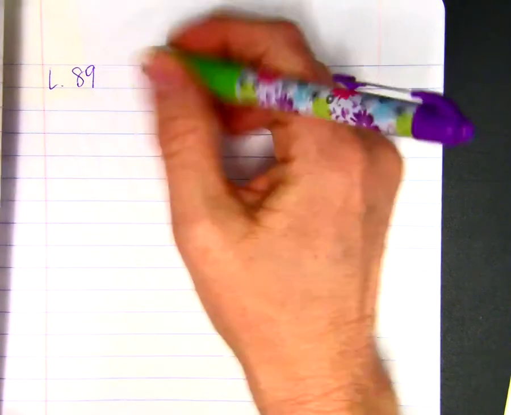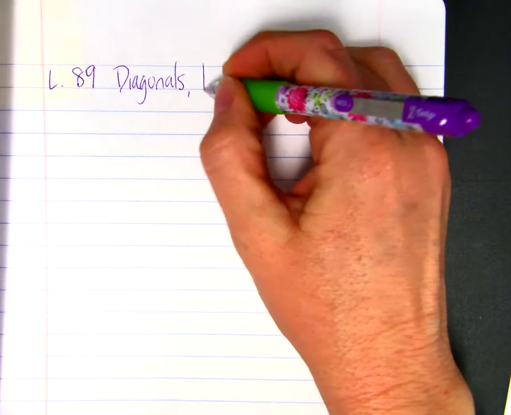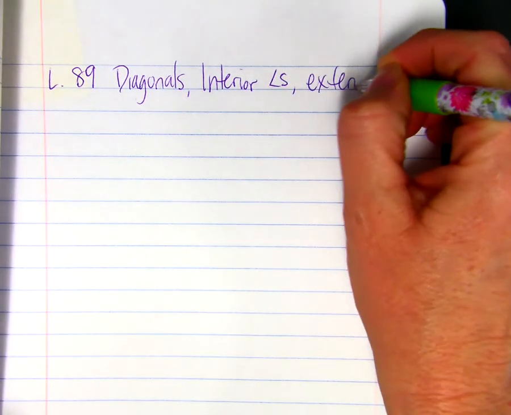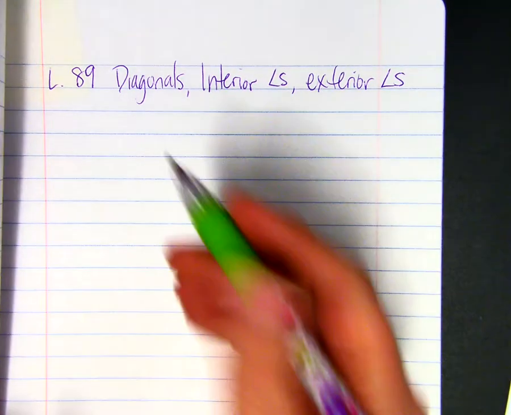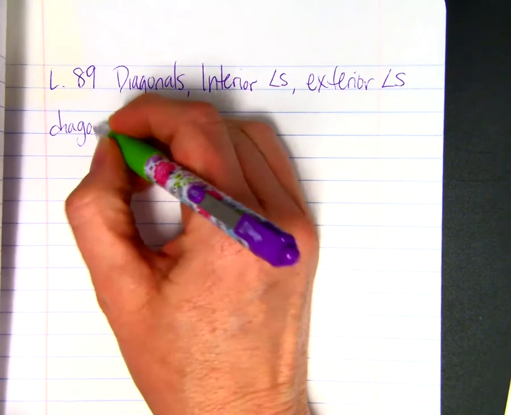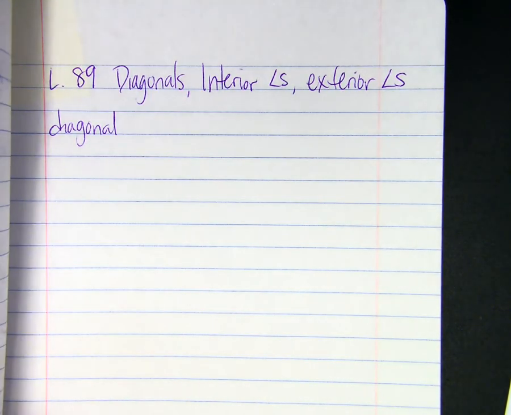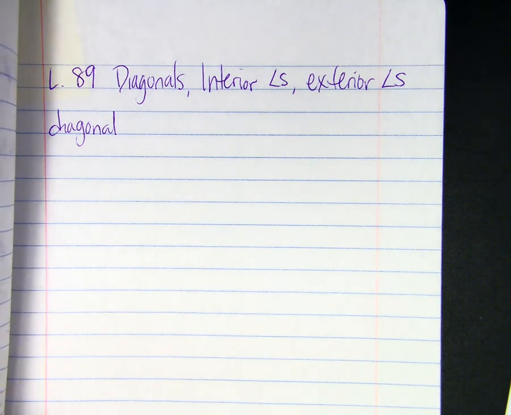Lesson 89, diagonals, interior angles, and exterior angles. So a diagonal, by definition, is a line segment connecting two vertices and passes through the polygon.